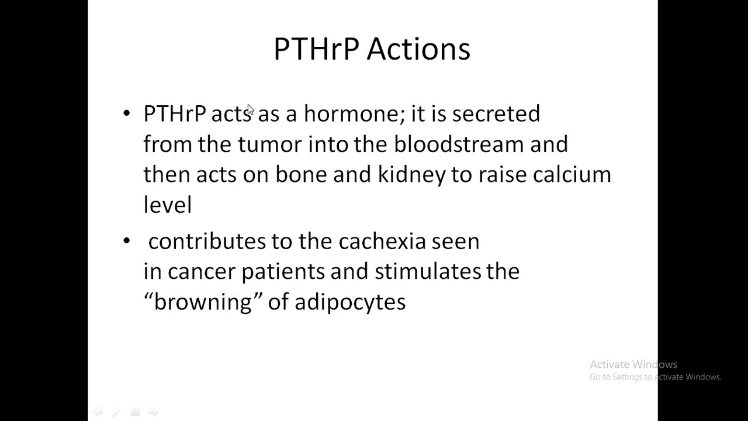And PTHrP acts as a hormone. It is secreted from the tumor into the bloodstream. When it is secreted from the tumor, it acts like a hormone because it's secreted in the bloodstream, and then it acts on the bone and kidney to raise blood calcium levels. And it also contributes to the cachexia seen in cancer patients because it stimulates brown fat formation. It stimulates the browning of adipocytes.